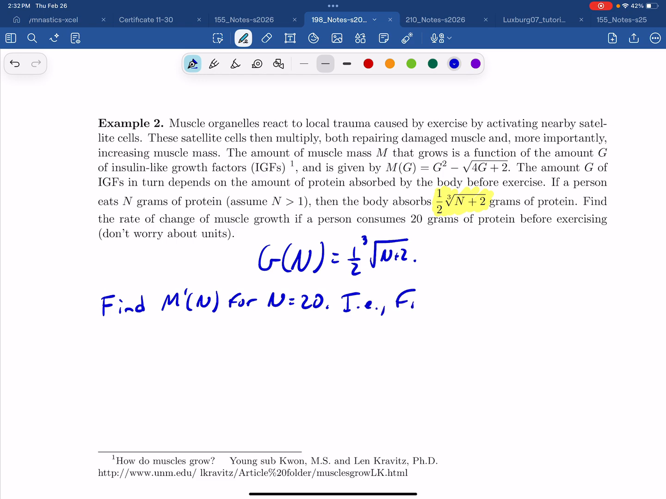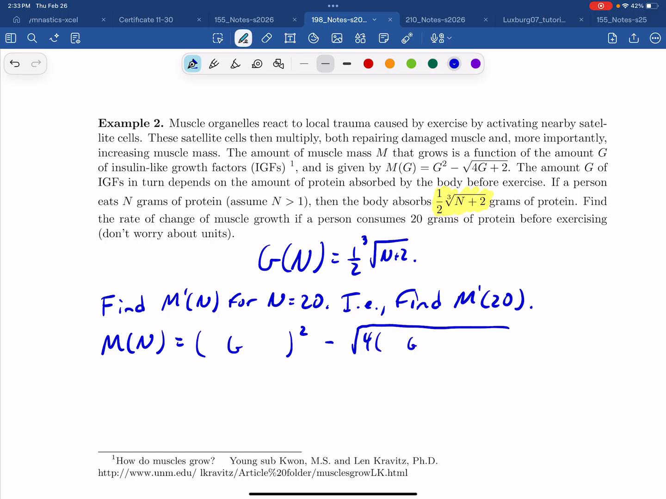That is, find m prime of 20. Now, I might say, well, hold on a second, Dr. Halpern. You didn't give us m of n. You gave me n of g. Yes. So what we have to do is we have to say m of n equals g squared, I'll write it here first, g squared minus the square root of 4g plus 2.